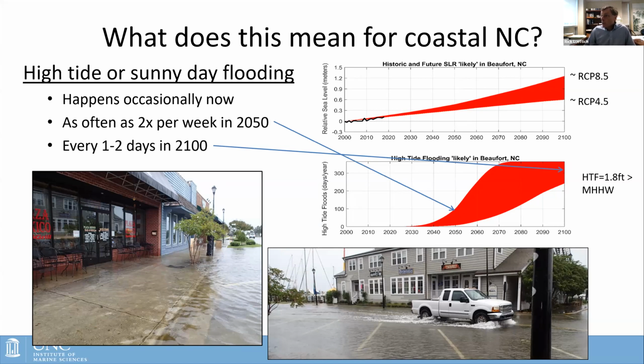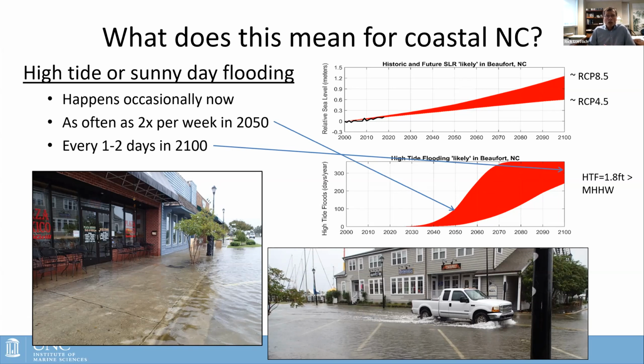And that's probably in my lifetime that we could see this. As we get to the outer parts of the 21st century, then we're into a situation where it could be happening every day. In almost all likelihood, it will be happening multiple times a week, but maybe daily. And so this is for Beaufort, but there are many other coastal towns along the coast of North Carolina that are in a similar situation and really need to start thinking about what the implications of this are for their long-term existence.